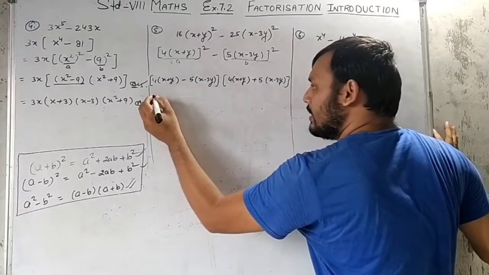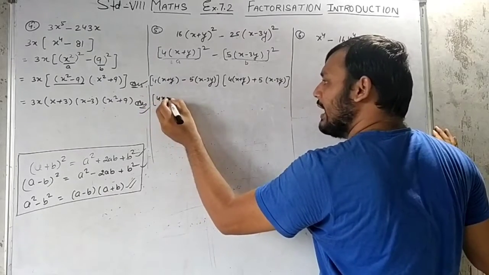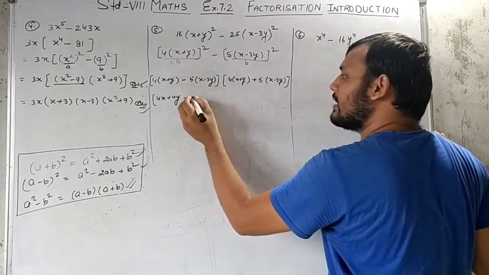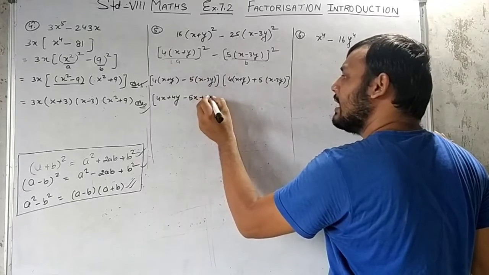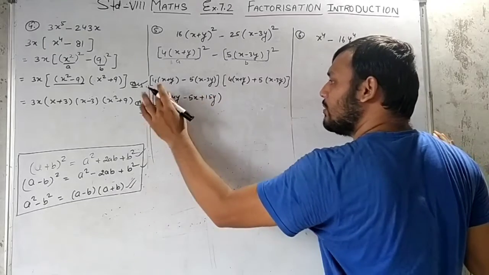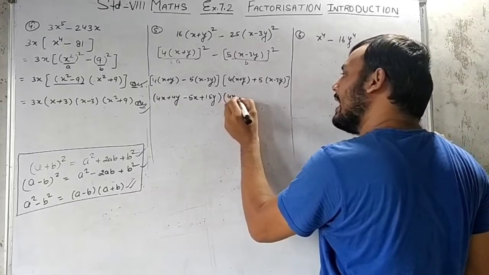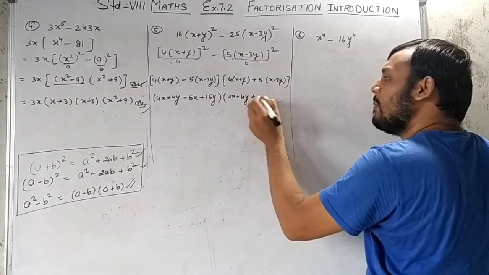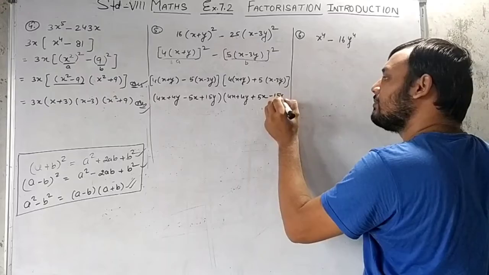So what kind of answer are we going to get here? We will open this bracket, so it will be 4x plus 4y minus 5x, and minus 5 times minus 3y, that is plus 15y. In the first bracket this one will come, and in the very next bracket again 4x plus 4y plus 5x minus 15y.